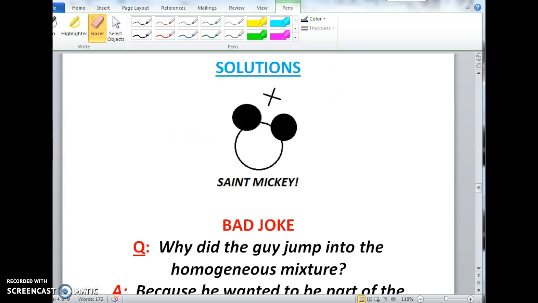Let's move on to solutions. Students often have trouble remembering what side is positive on the hydrogen atom. We all know that the water molecule looks like Mickey Mouse. If we think of it this way, if we have someone named Saint Mickey, the sign of the saint looks like a positive sign, which means there's a negative sign on the other side. It's a helpful little tool.